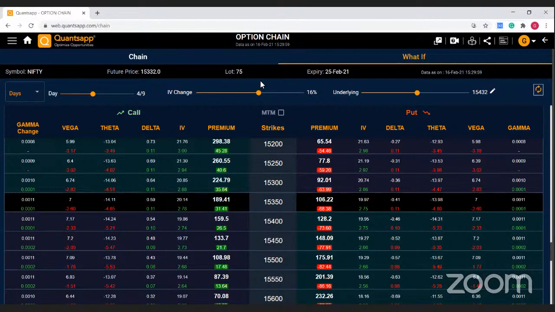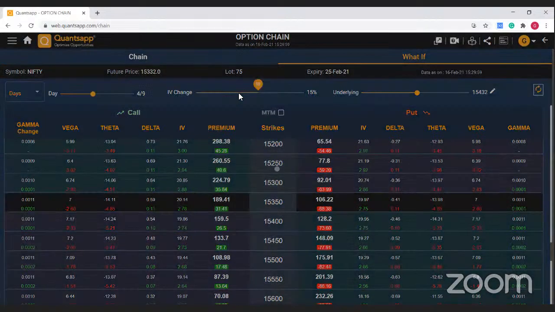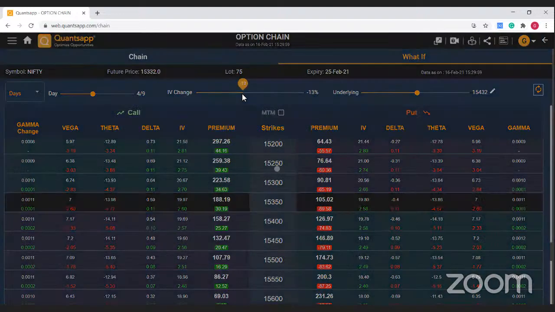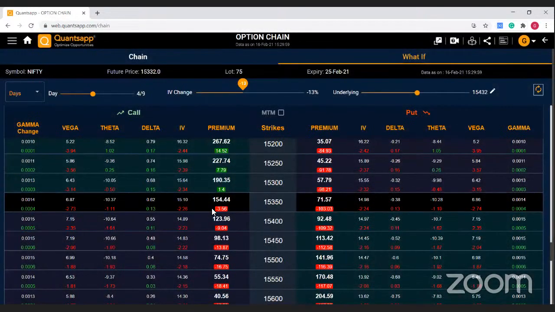And if I say that volatility is falling down, and it falls down by 13%, now you can see the option is in loss. Even though you bought a Nifty 15,350 call option and it had a movement of 100 points, you made money, but if you hold it for the next 4 days, you start losing money. Then again, at the same time, IV also falls down, which shows that even though there's a movement in the Nifty, I'm losing money.